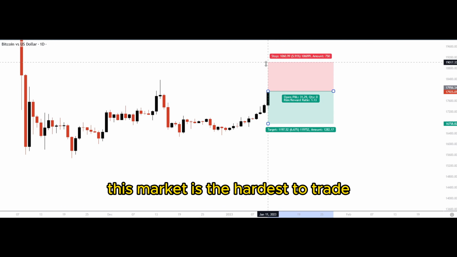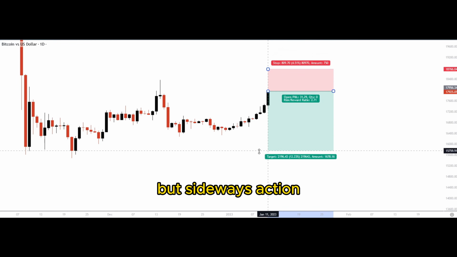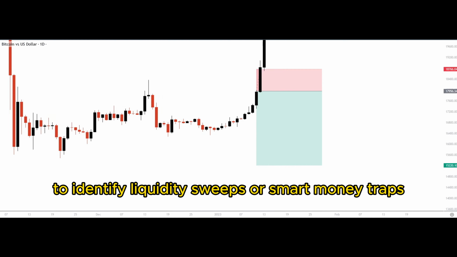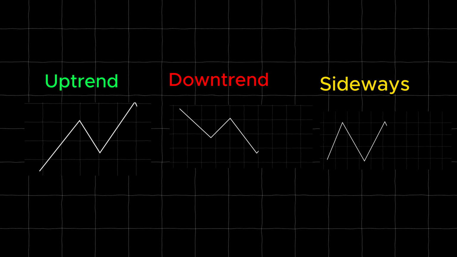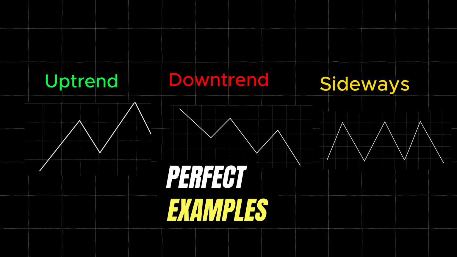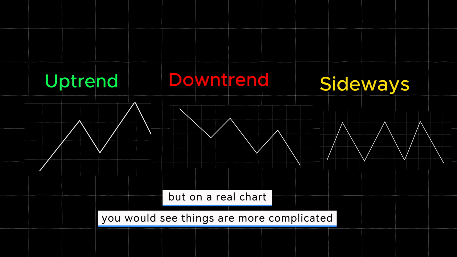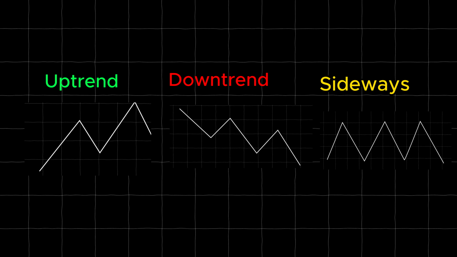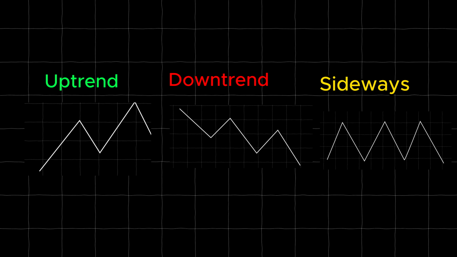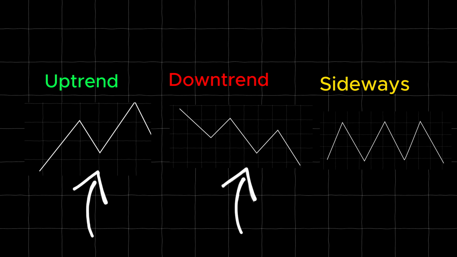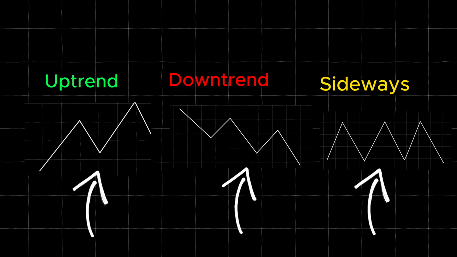This market is the hardest to trade, but sideways action can be used to identify liquidity sweeps or smart money traps. Now, these simple examples look easy and are very simple to understand. These are textbook perfect examples, but on a real chart, you would see things are more complicated. This is why it is very important to watch this video, because I am going to show you how to simplify the complicated charts and understand if we are in an uptrend, a downtrend, or a sideways action, to hopefully be more often on the right side of the market.